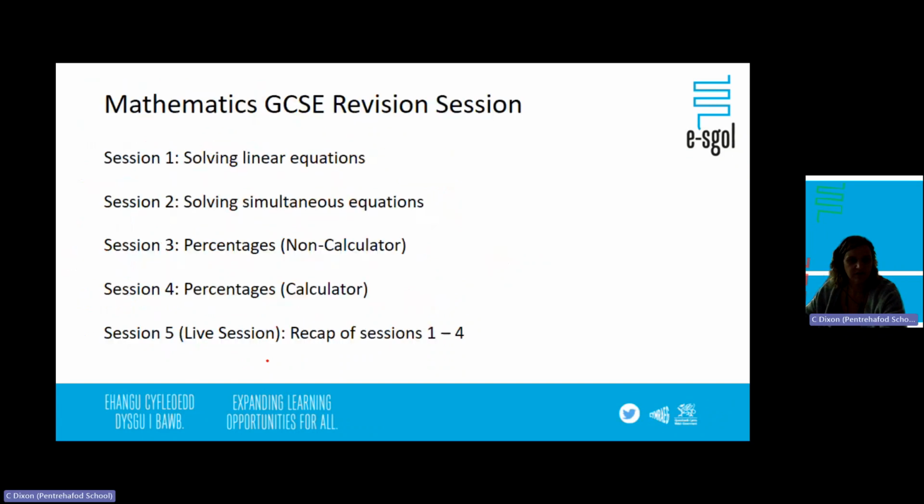Right then, so what we've covered today is session 3, so percentages non-calculator. Next week is going to be percentages but with calculator work, and then after that it's going to be the live session, and in that we're going to be looking at using all the knowledge we've done so far and bringing in all our GCSE questions there as well. Okay, so next week, percentages with a calculator.